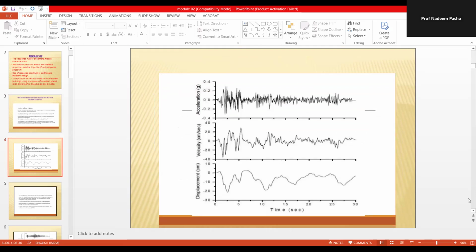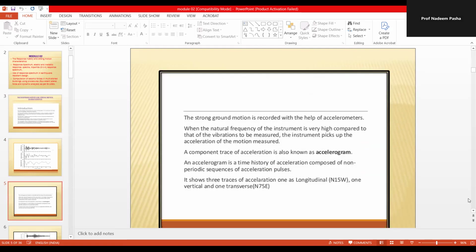So this is the graph for displacement versus time, velocity versus time, and acceleration versus time. The ground motion is recorded with the help of an accelerometer. Now comes the question, how to measure the ground motion? The ground motion is recorded with the help of accelerometers. So with the help of accelerometers, you can measure or record the strong ground motion.